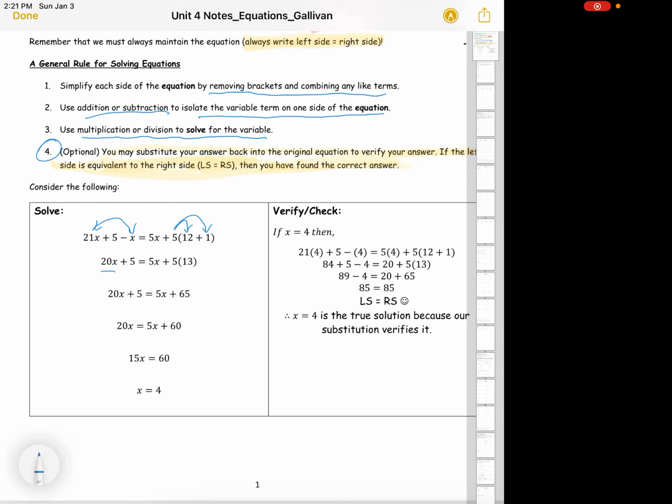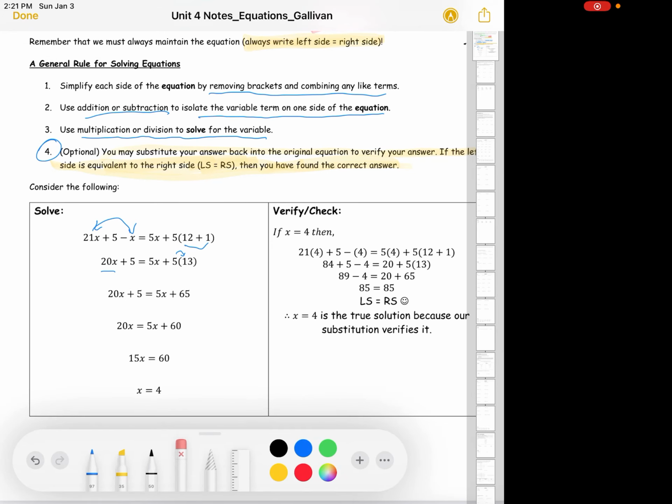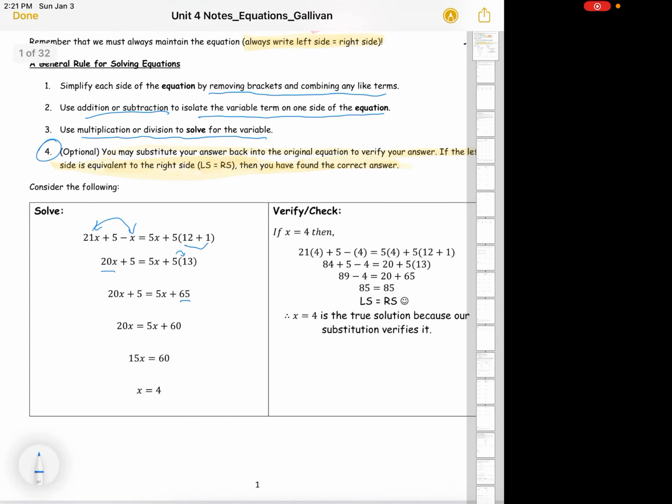And here by distributing, first actually we're going to simplify in the brackets, which is 13, and then we'll multiply. Sorry, we're not going to distribute first. We're going to actually simplify that bracket first. So before I go any further, I'm going to multiply the 5 times 13, and I get 65.